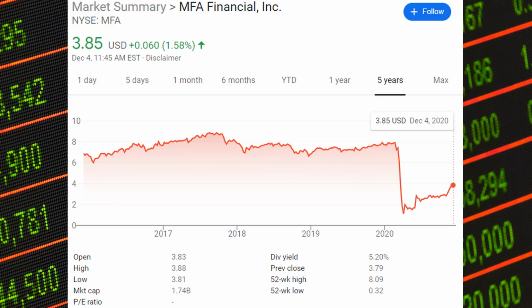MFA is another real estate company that's at $3.85 a share right now. You can see the market cap is about the same size and the dividend yield is 5.2%. Now this is definitely another pretty risky stock, but for the long term, if you were to invest and go for the dividends on this company, it might pay off in the long run.